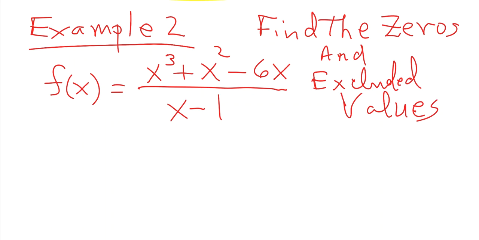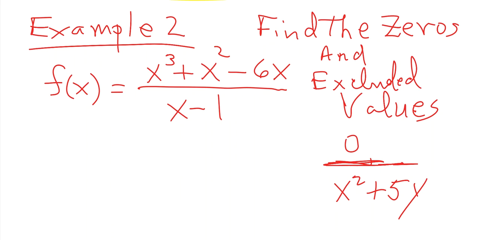Now, to find the zeros is perhaps a little bit different than maybe we've done before. You need to factor the numerator, and then you will be able to see what the zeros are. Remember, 0 divided by anything is 0. What is 0 divided by some crazy number like x squared plus 5y, for example? We don't know what x is, we don't know what y is, but we do know the numerator is 0.